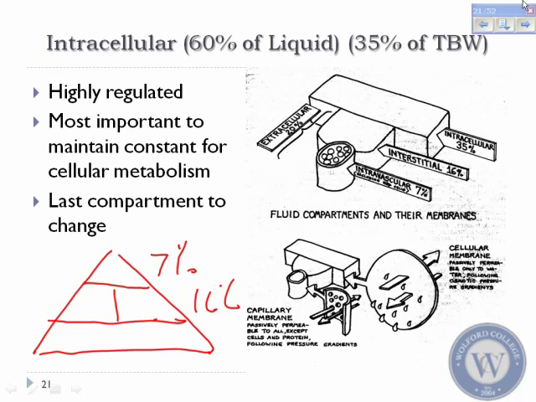Okay, so the most important compartment, which of course we have the least amount of direct monitoring method for, is the intracellular compartment. Okay, which is basically 35%. If you think about it as a pyramid like this, it makes it easier for you to memorize. That's why I'm showing it this way.